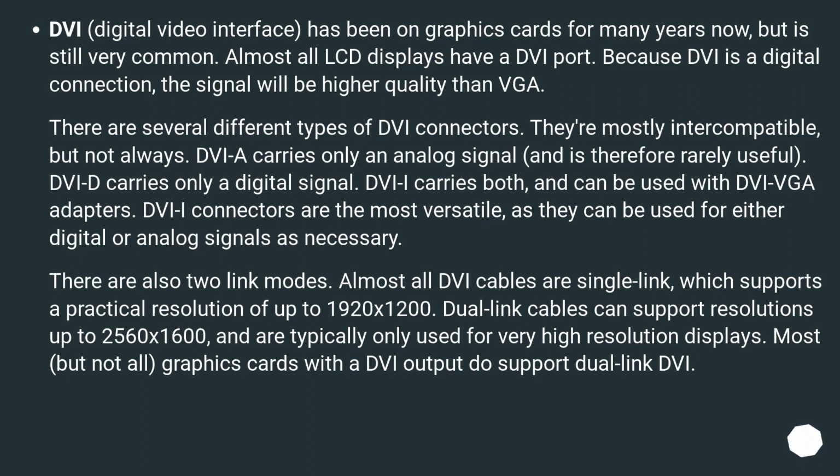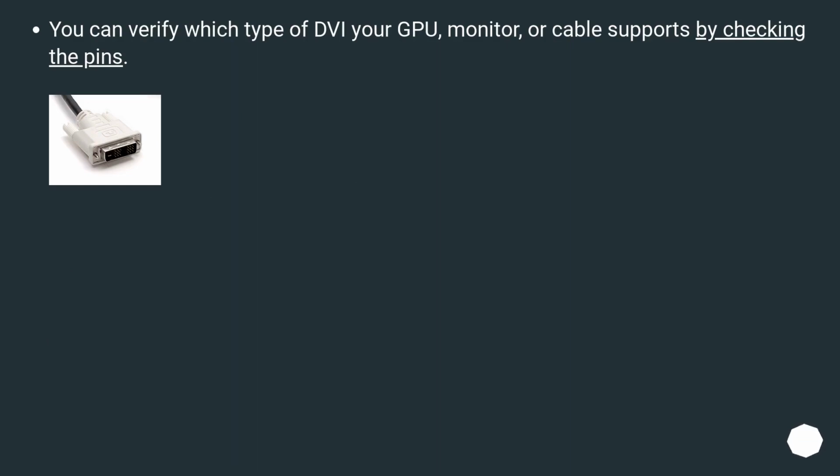There are also two link modes. Almost all DVI cables are single link, which supports a practical resolution of up to 1920 by 1200. Dual link cables can support resolutions up to 2560 by 1600, and are typically only used for very high resolution displays. Most, but not all, graphics cards with a DVI output do support dual link DVI. You can verify which type of DVI your GPU, monitor, or cable supports by checking the pins.